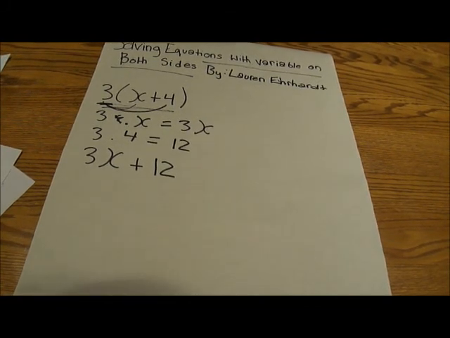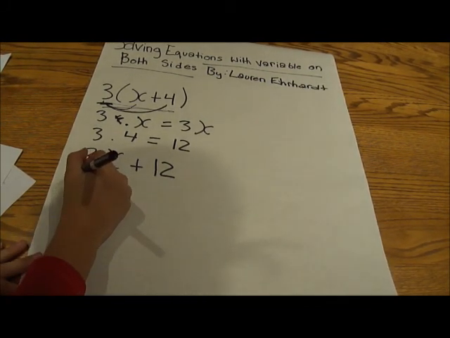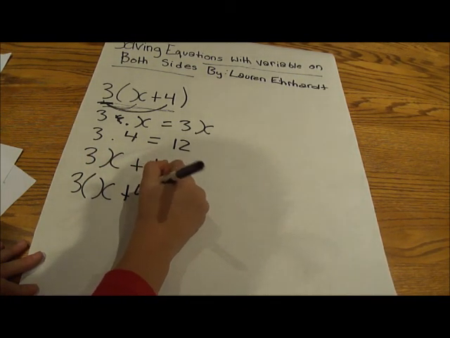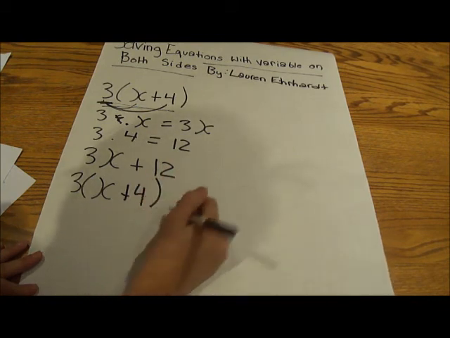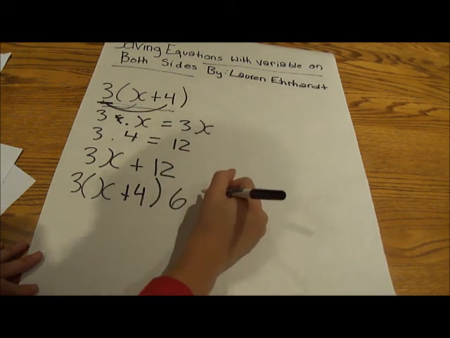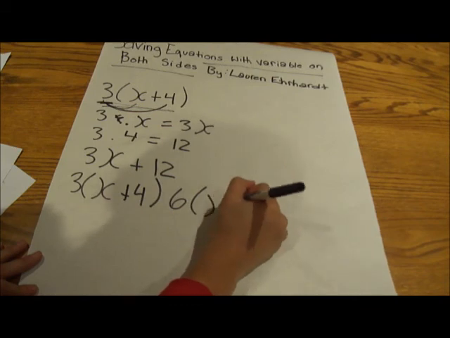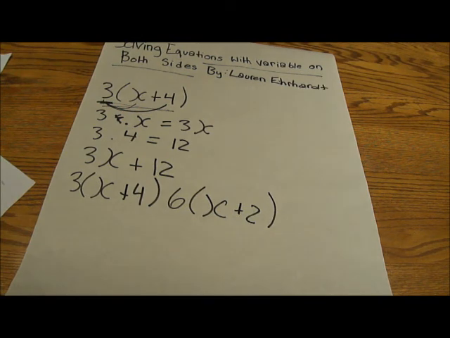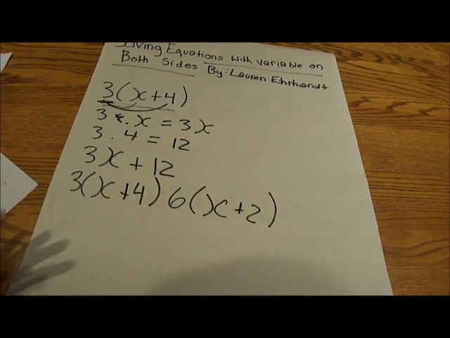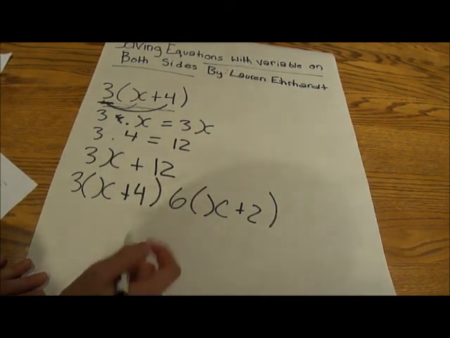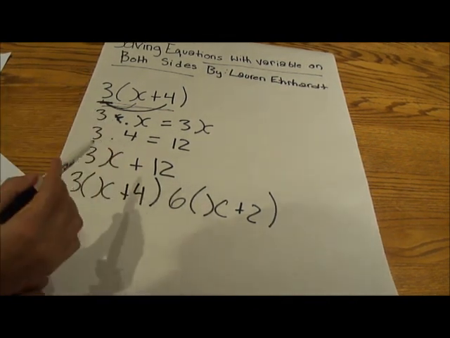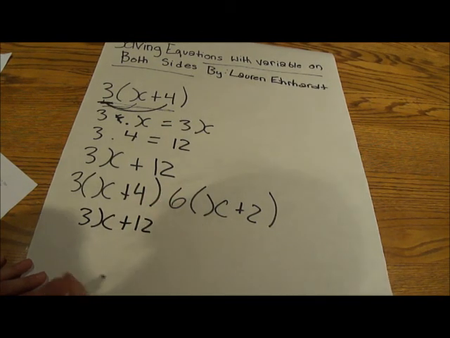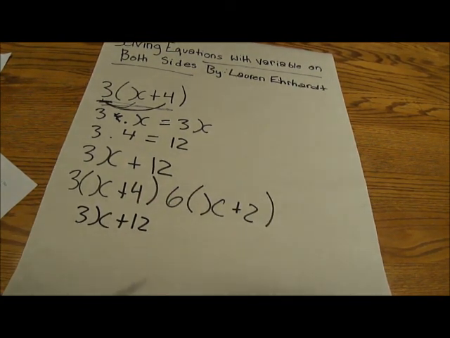Now we are going to expand. For example, we have a question that now is 3 open bracket x plus 4 close bracket, and then 6 open bracket x plus 2 close bracket. Now we have added a second part to the question. We know that 3 open bracket x plus 4 close bracket is equal to, from using distributive property, 3x plus 12. Now we've got to solve the second part of it.